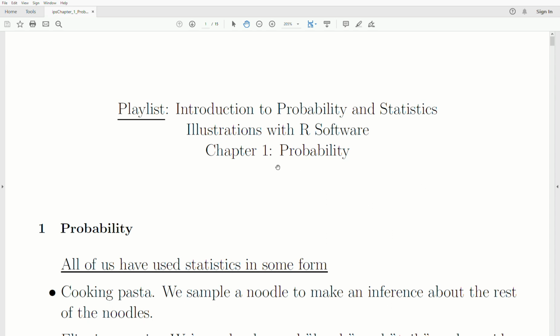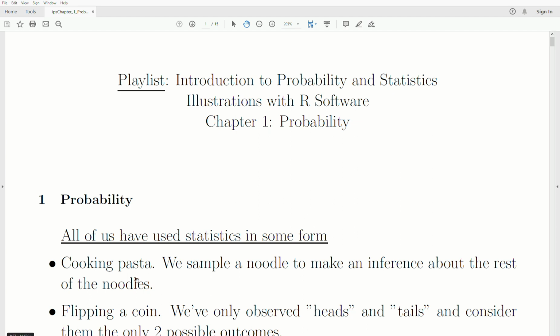Hello, this is the next video in a playlist that I'm calling Introduction to Probability and Statistics, Illustrations with R. We're in chapter 1 called Probability. Before I start this video, I want to go through some examples to illustrate that people use statistics, but they may not realize they're using statistics. Even p-values, people calculate p-values intuitively, but they don't know they're called p-values. So let's go through some examples.